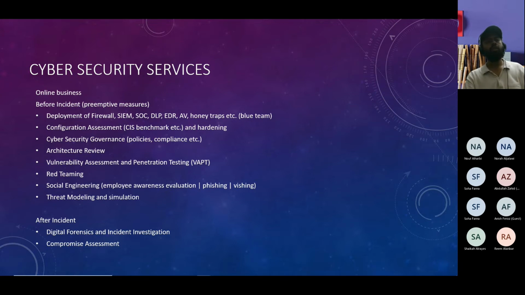So compromise assessment is like this. If a system or an application is compromised, you can ask for a compromise assessment service, because only a cybersecurity guy can help you. Like if a person comes to a doctor, he just gives hints: I am feeling this, I am feeling this. But the investigation is up to the doctor. He investigates the problem and suggests the medicine.